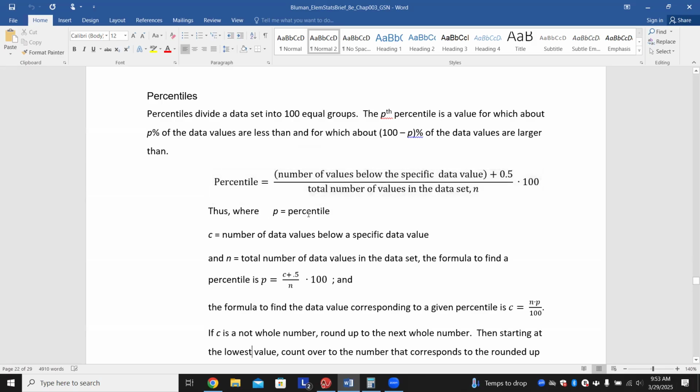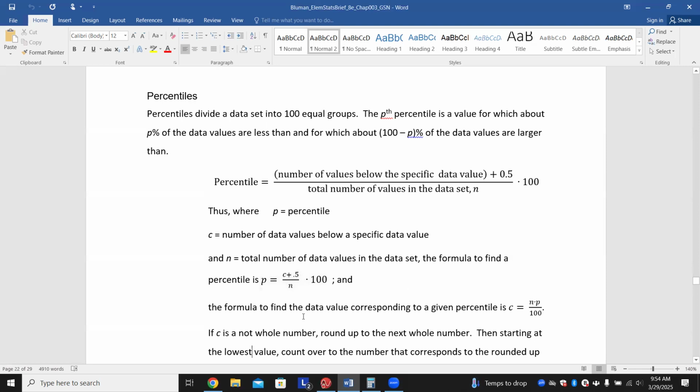So P equals the percentile. C will represent the number of data values below the specific data value that you're looking at. N would represent the total number of data values in the data set. And the formula to find it is C plus 0.5, divided by N, times 100.